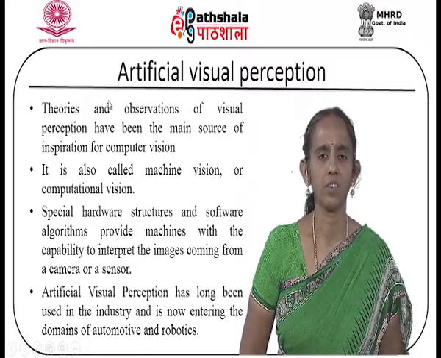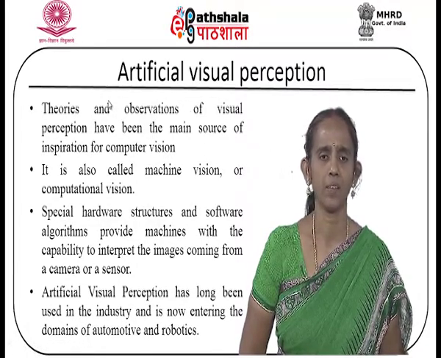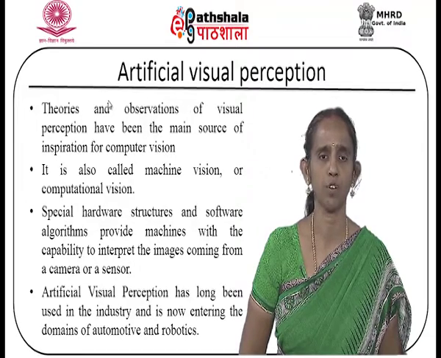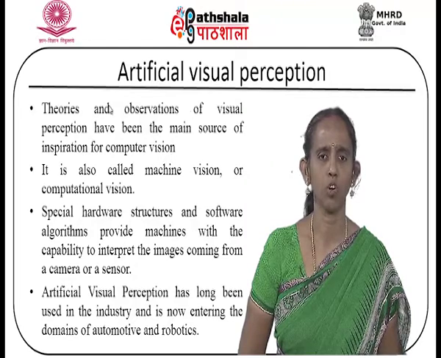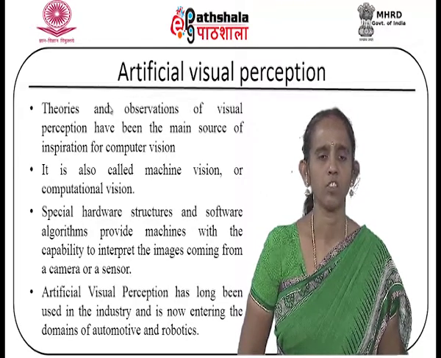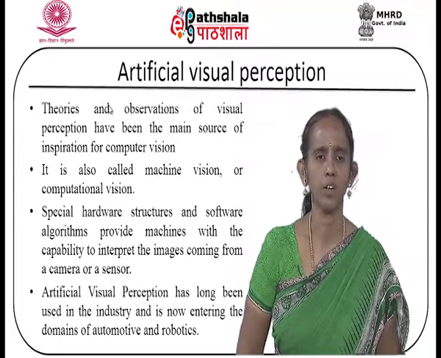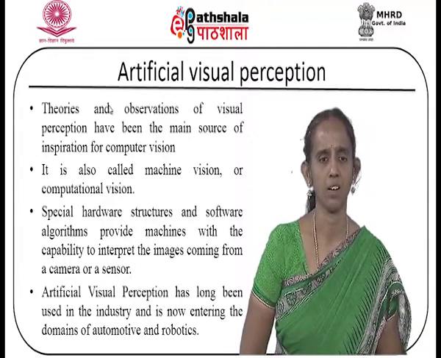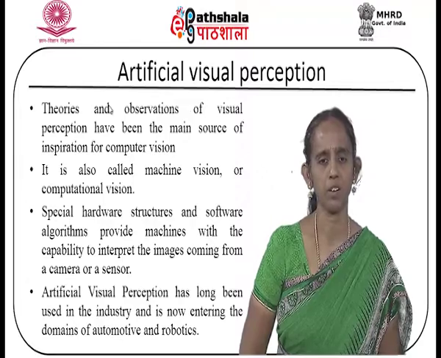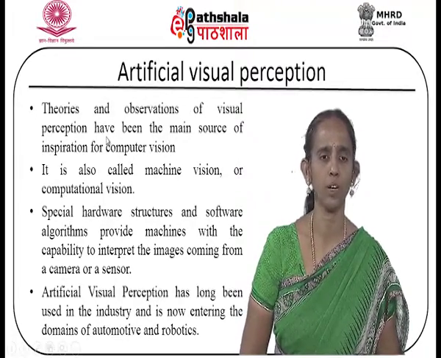There are various theories and observations of visual perception, and that has been the main source of inspiration for computer vision as such. It is also called machine vision or computational vision. Special hardware structures and software algorithms provide the machines with the capability to interpret the images coming from a camera or a sensor. Artificial visual perception has long been used in the industry and is now entering the domains of automotive and robotics.